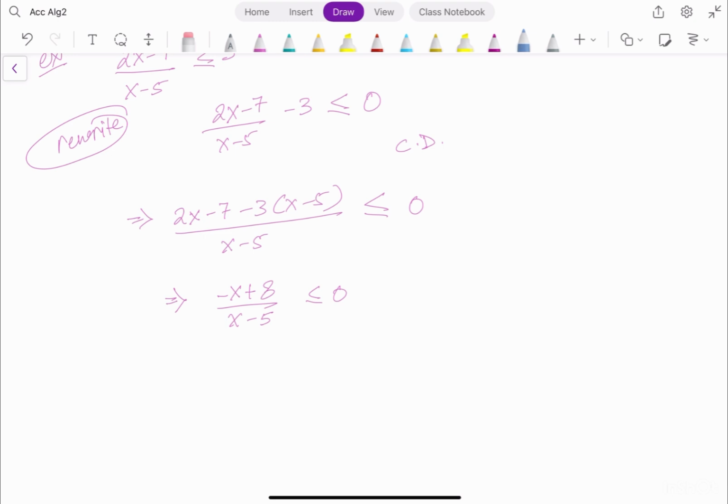Now to solve this, I can multiply both sides by x minus 5. But what are the critical points here? To evaluate the critical points, we are evaluating the numerator and denominator both, because the numerator will make the equation 0 and the denominator will make the equation undefined. So we have 5 and 8. So for your understanding, you can write it down. 8 can be included, but we'll make it 0.